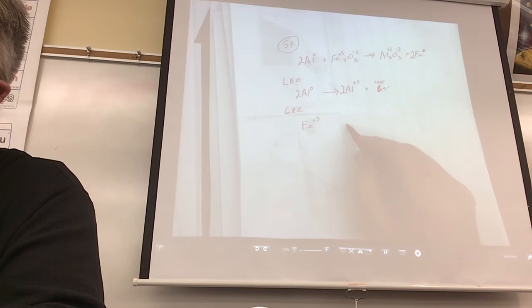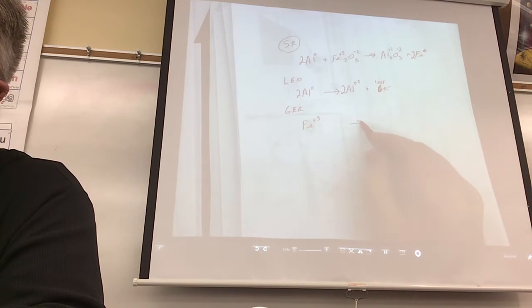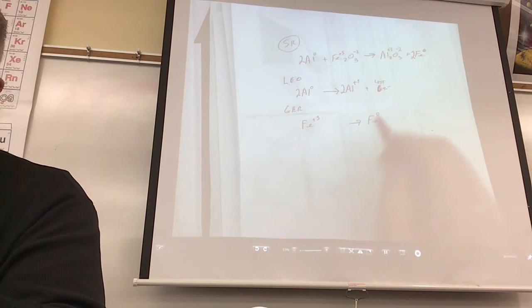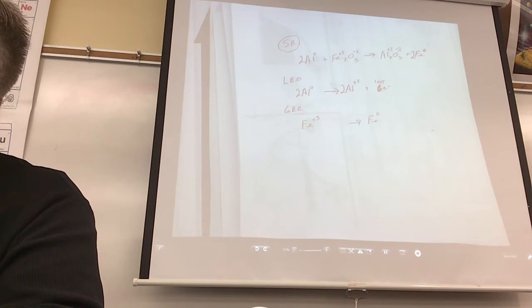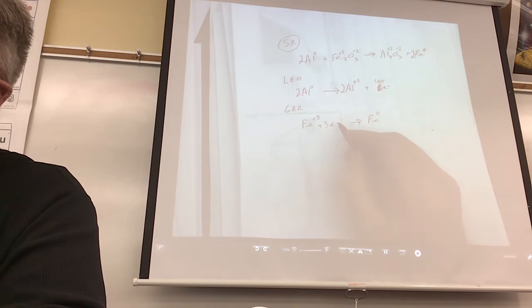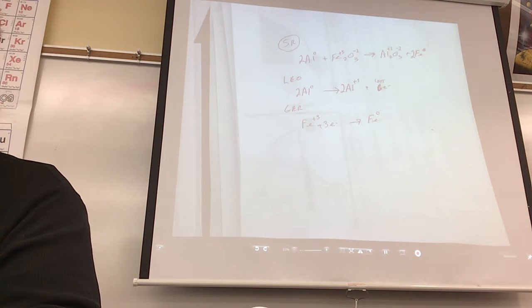We're going to leave a space here because, for GER, we're going to have to do some electrons on the left side. And what did he turn into? He turned into iron 0. How do you go from +3 and tumble all the way down to 0? By gaining what? 3 electrons. Does that make sense? Now we can go back and fix the numbers.